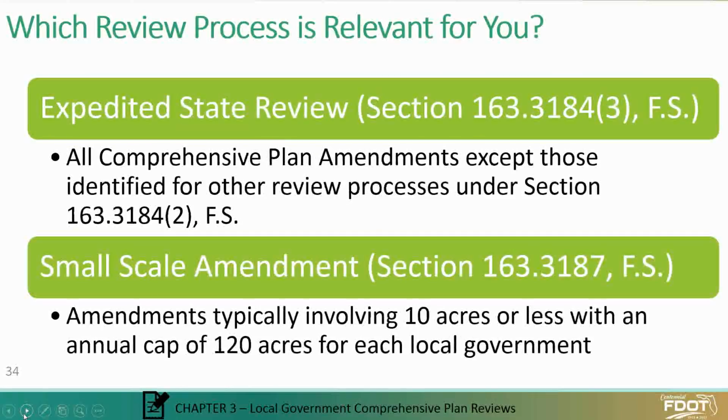Now, the other two review processes mentioned are expedited state review and small scale. With expedited state review, basically anything that is not identified as small scale or state coordinated review falls underneath expedited state review. And the small scale amendments are those amendments that are typically 10 acres or less, and there's usually a cap of 120 acres per local government. We'll go into these in a little bit.